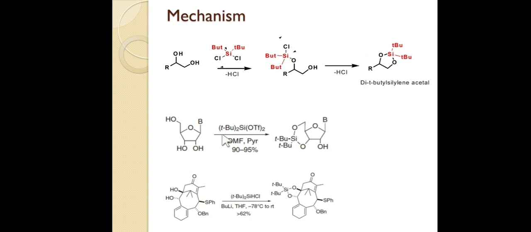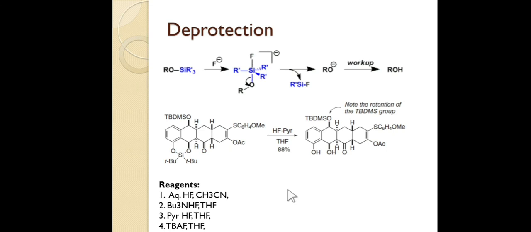Here are a few examples. In the presence of triflate as well as in the presence of chloride, we are protecting this OH and this OH. Due to orientation, these two are protected. Because these are trans, they are not protected. So these are some examples of how we can prepare the silyl acetals. And finally, the deprotection.